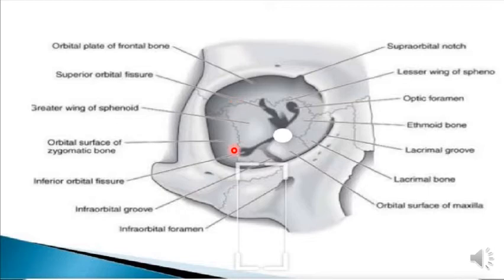Now coming to the floor of the orbit, it is made up of the maxillary bone anteriorly and the palatine bone posteriorly. As you all know, the floor is commonly involved in blowout fractures, and also any lesions of the maxillary sinus like neoplasia or fungal granuloma may push the globe upwards. So these are some of the applied anatomical aspects with respect to proptosis. The anatomy of the orbit is very important in localizing the lesion.